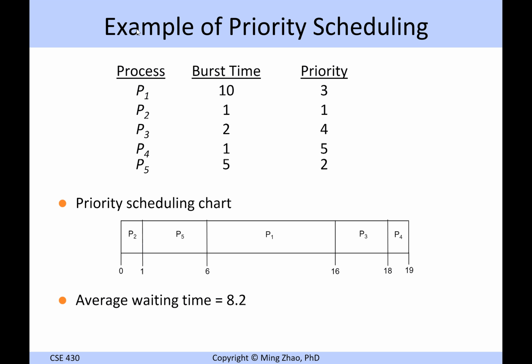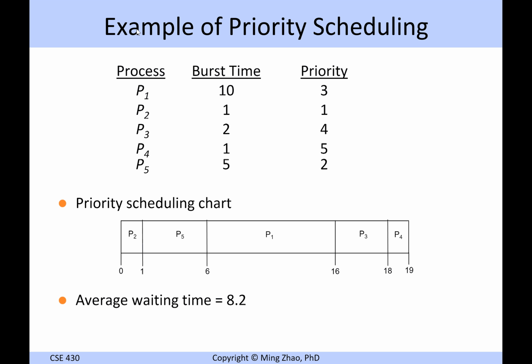Now let's look at an example of priority scheduling and see how it works and how we can calculate the average waiting time using this particular scheduler. The way we do it is the same. We draw a Gantt chart, put all the processes on the Gantt chart based on how the scheduler works, and then calculate the average waiting time. In this example, we have 5 processes with different burst times, and they have priorities decided somehow.